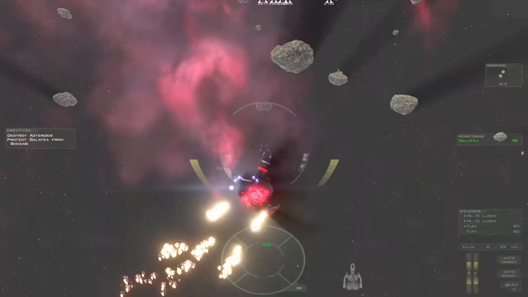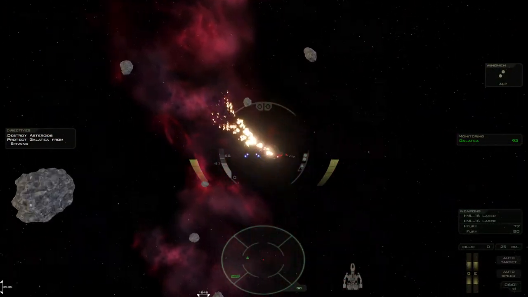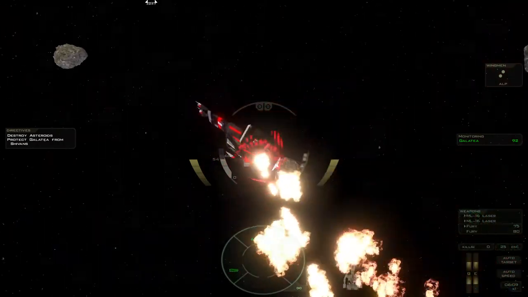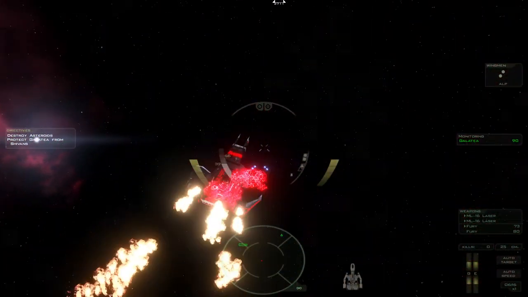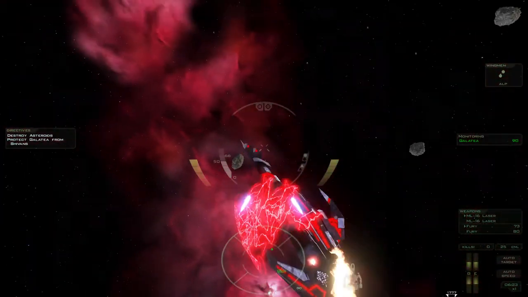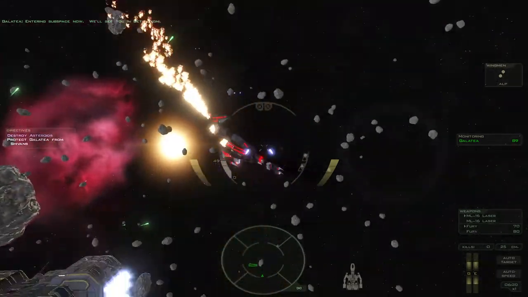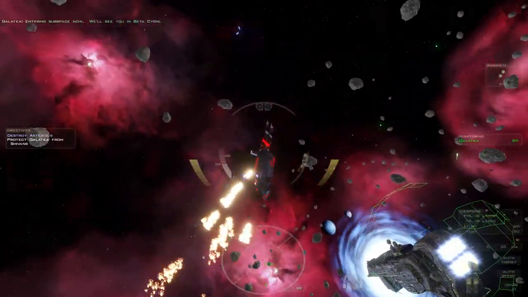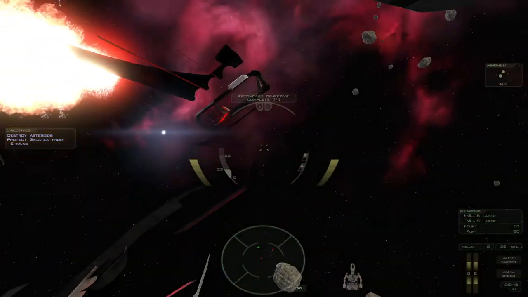Still no targets. Oh my god. And there's rocks. No, fuck. We are hitting it. Oh, I'm inside you now.